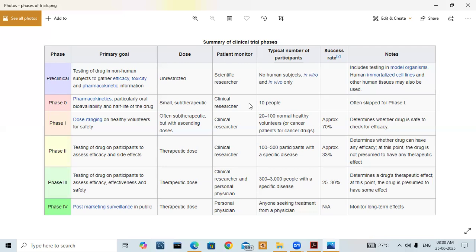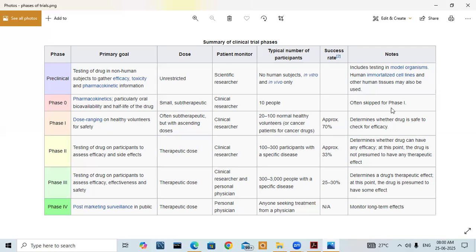cannot use many volunteers or many subjects, because we are using it on human beings for the first time, so you cannot take the risk again. So we are taking only 10 people in the trial. Such studies are also known as pilot studies. What do we call this type of studies? Pilot studies, where a very small number of subjects or volunteers are involved.